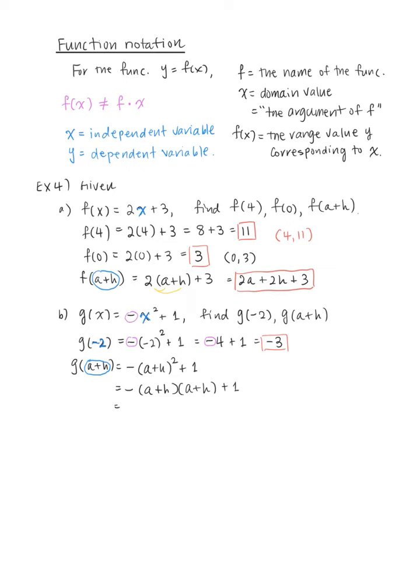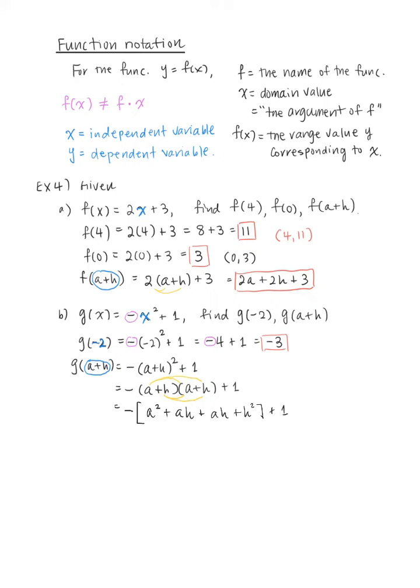All right, let's keep simplifying this. The next step, we're going to have to multiply out a plus h times another a plus h. But be careful, there's a minus sign in the front of it. So I'm going to have minus bracket, then we FOIL. First term is going to be a squared. And next one is going to be plus a times h. Next one is going to be h times a, which is same thing as a times h. And the last one is going to be plus h squared. And then drop down the plus 1.